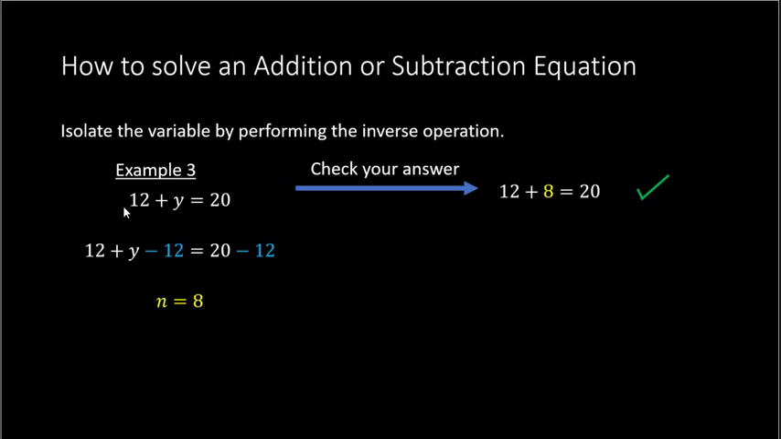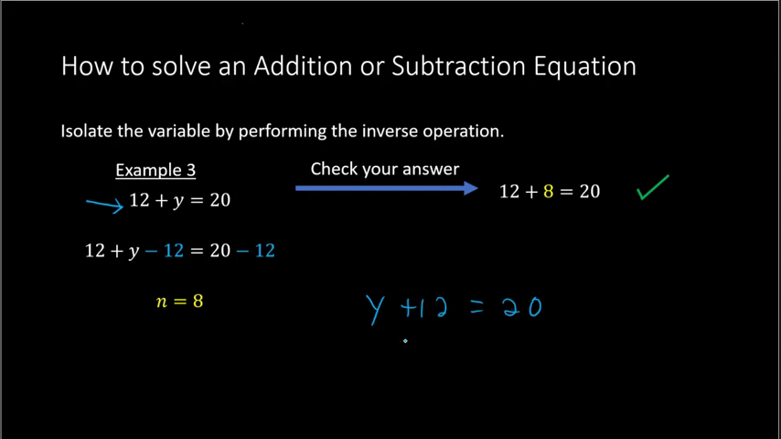Now one thing I want to point out here with this example, with 12 plus y equals 20, if you're struggling to see why the 12 is being added, it may be helpful if we change the order of the addition. Remember, with the commutative property, we can change the order of addition, right? So instead of 12 plus y, we could say y plus 12 equals 20. That is the same thing.